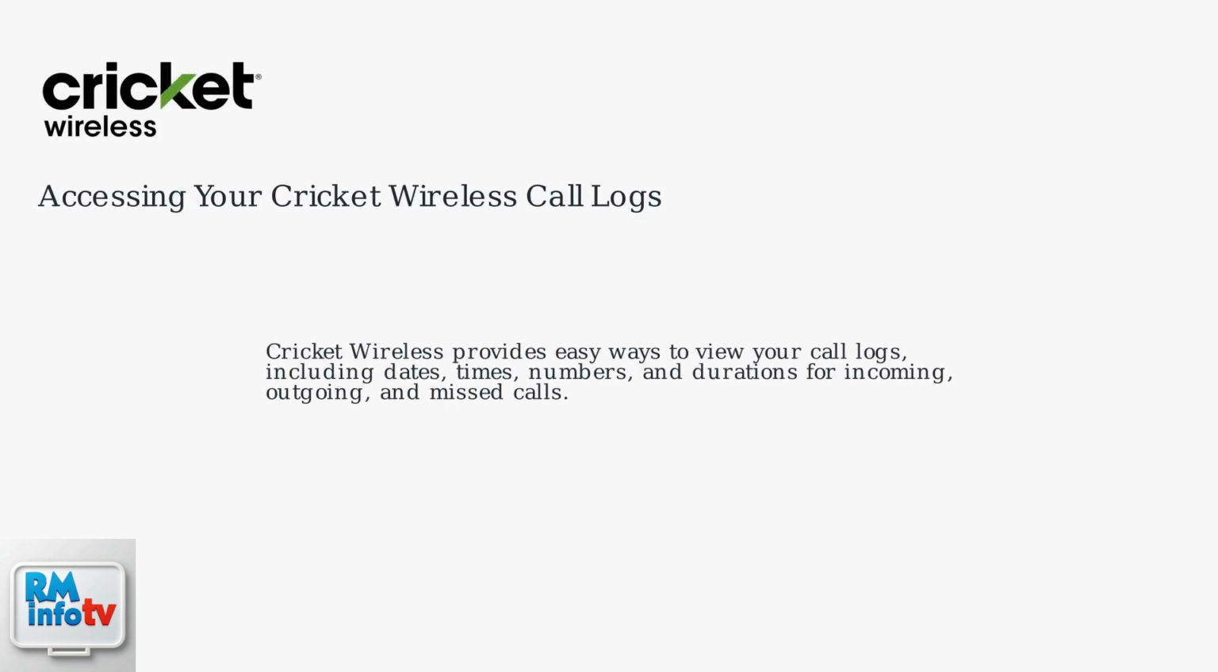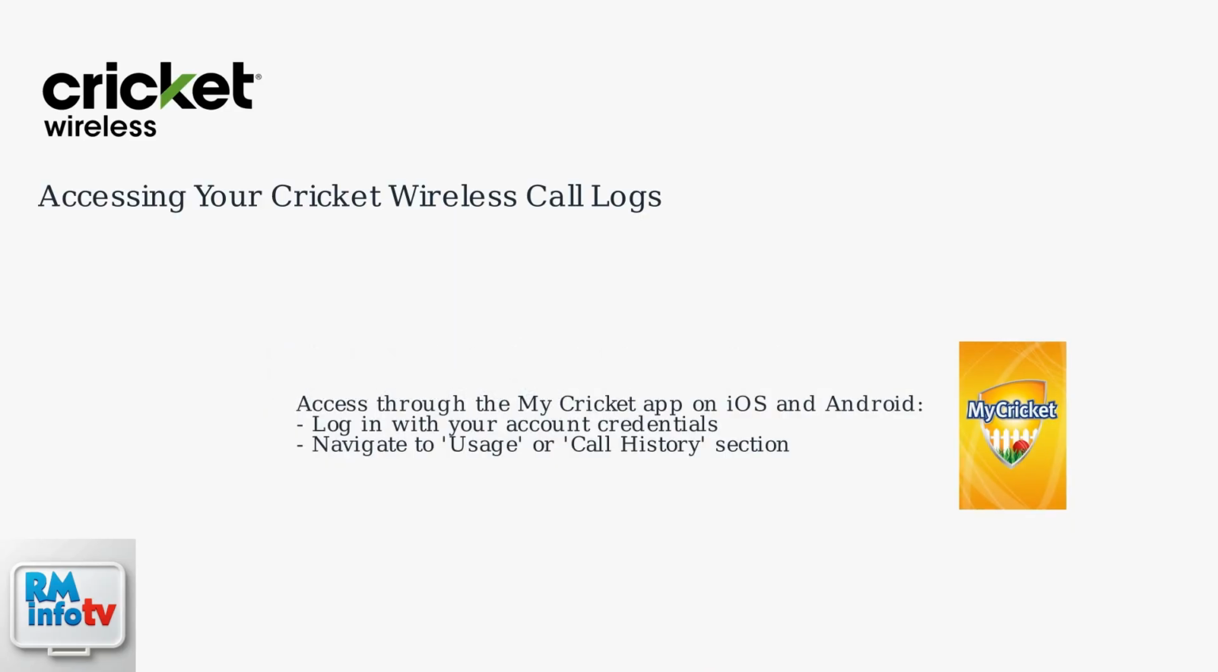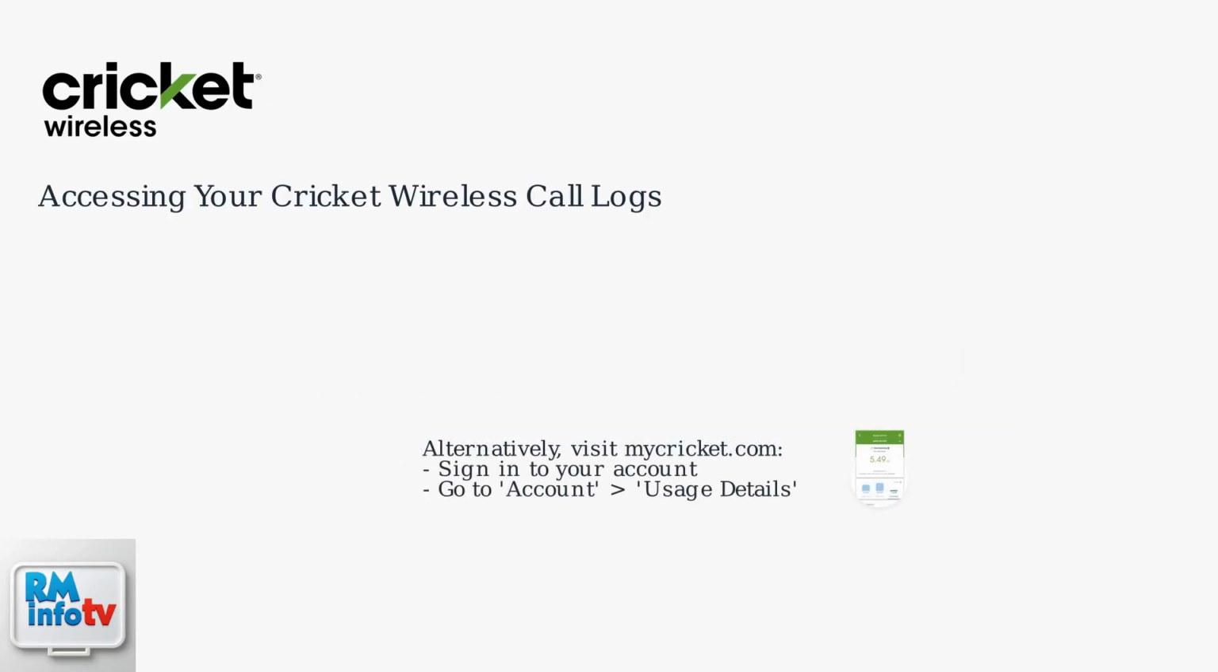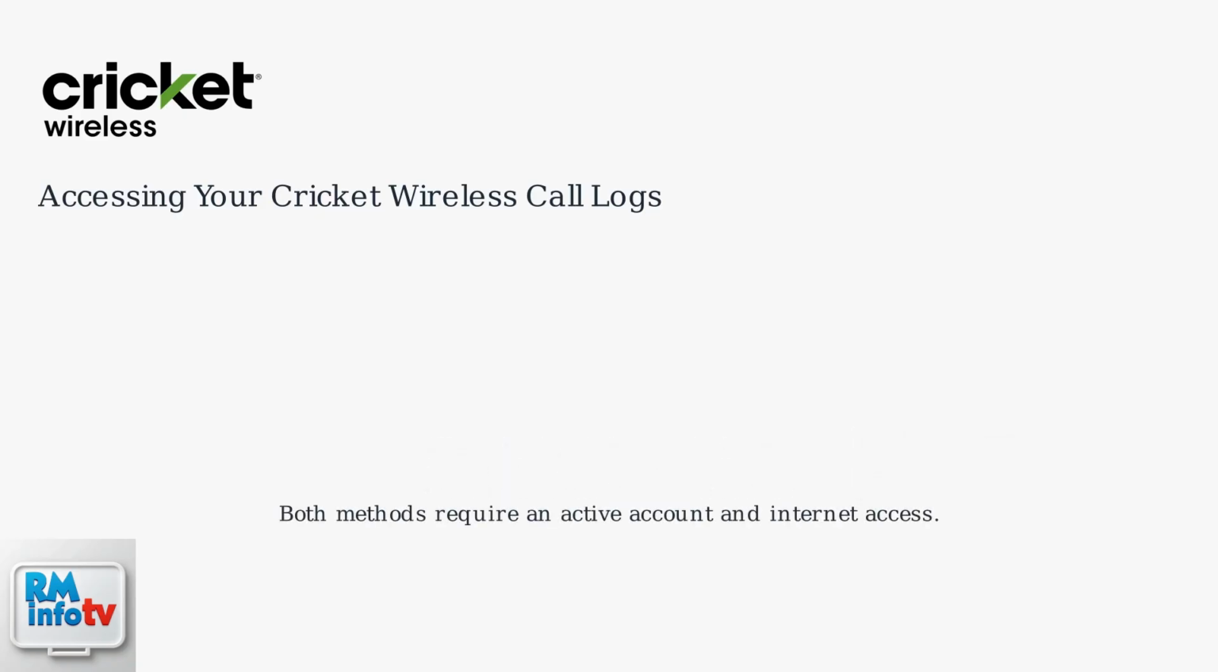Cricket Wireless provides easy ways to view your call logs, which include dates, times, numbers, and durations for incoming, outgoing, and missed calls. You can access this information primarily through the My Cricket app, available on iOS and Android. Simply log in with your account credentials and navigate to the Usage or Call History section. Alternatively, you can visit mycricket.com, sign in, and go to Account Usage Details. Both methods require an active account and internet access.